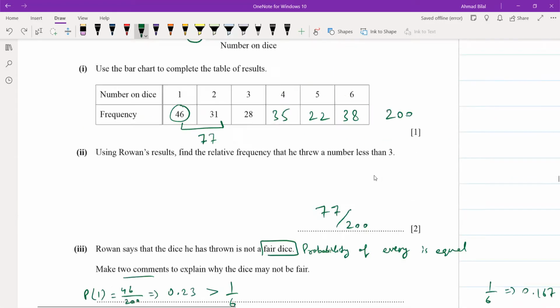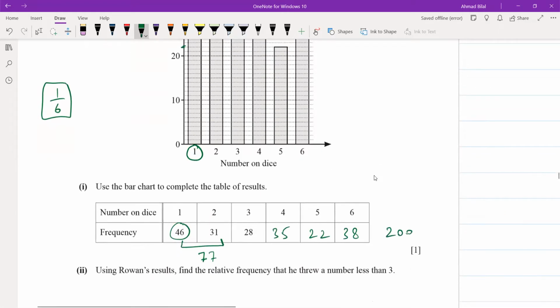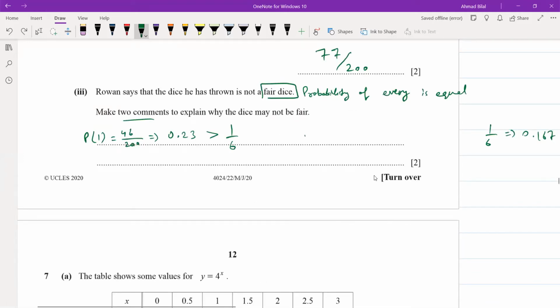Similarly, आप और example भी देख सकते हो. अभी देखिए कुछ बहुत छोटा नंबर आ रहा है. 5 की probability देख लें. 5 की probability क्या है? 22 over 200. So probability of 5, what's that? That's 22 over 200, and that's around 0.1 something. 22 over 200, that's 0.11.